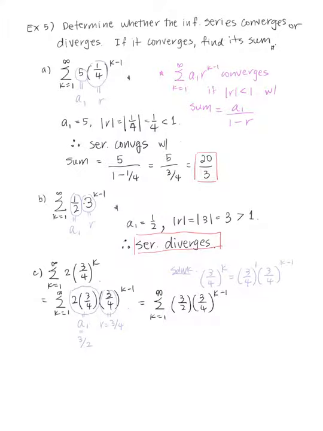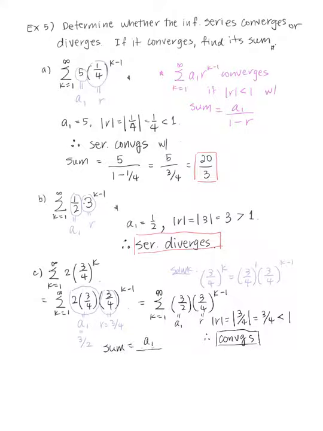So this one converges because our absolute value of r is the absolute value of 3 over 4, which is 3 over 4, which is less than 1. Okay, so therefore it's going to converge. Now you're going to have to find the sum. Easy peasy.